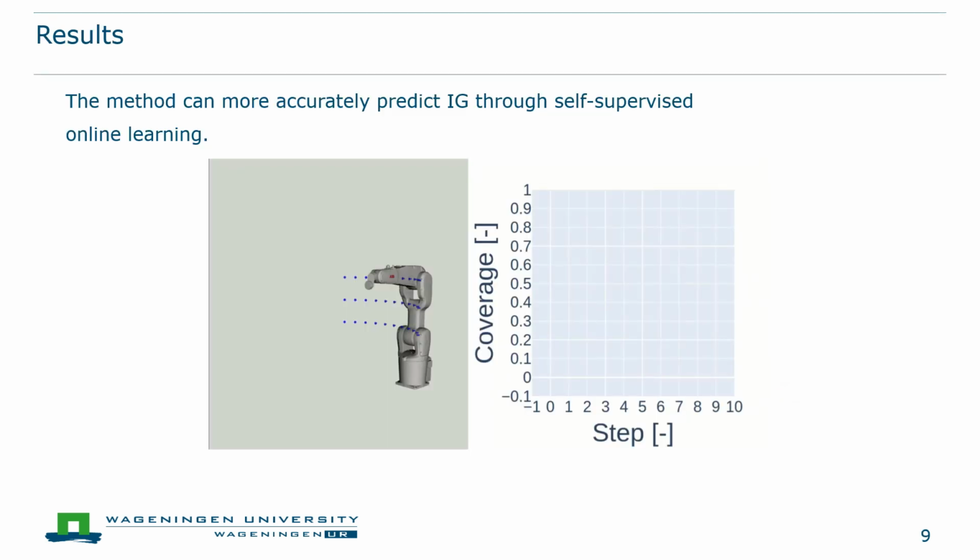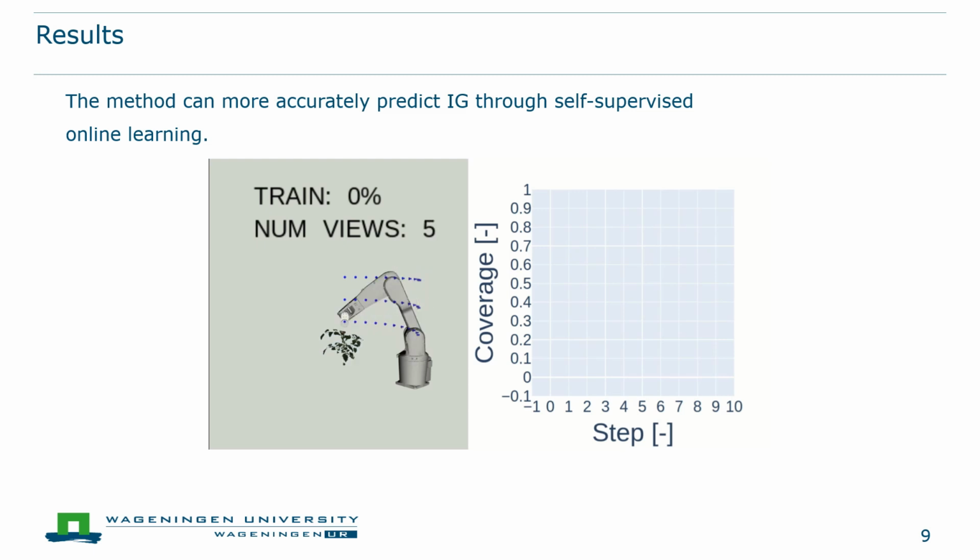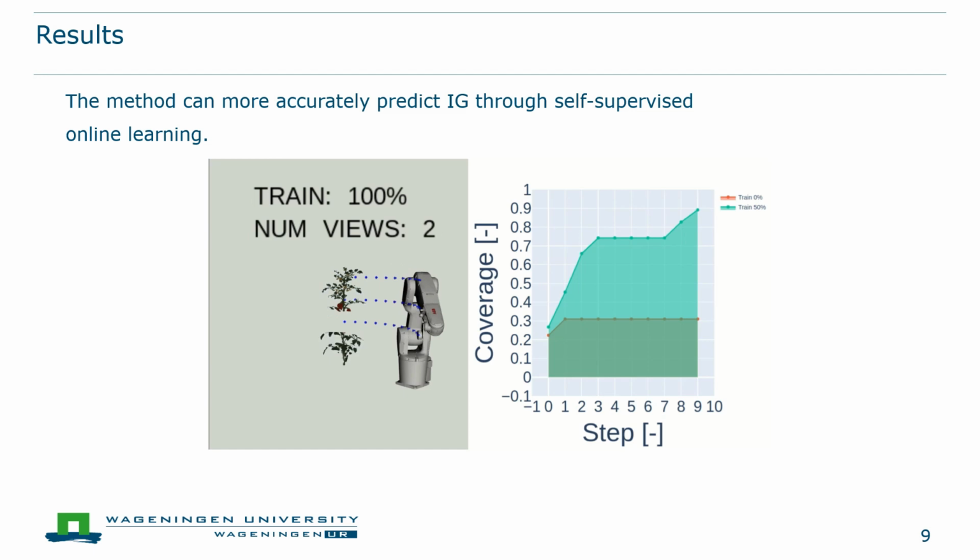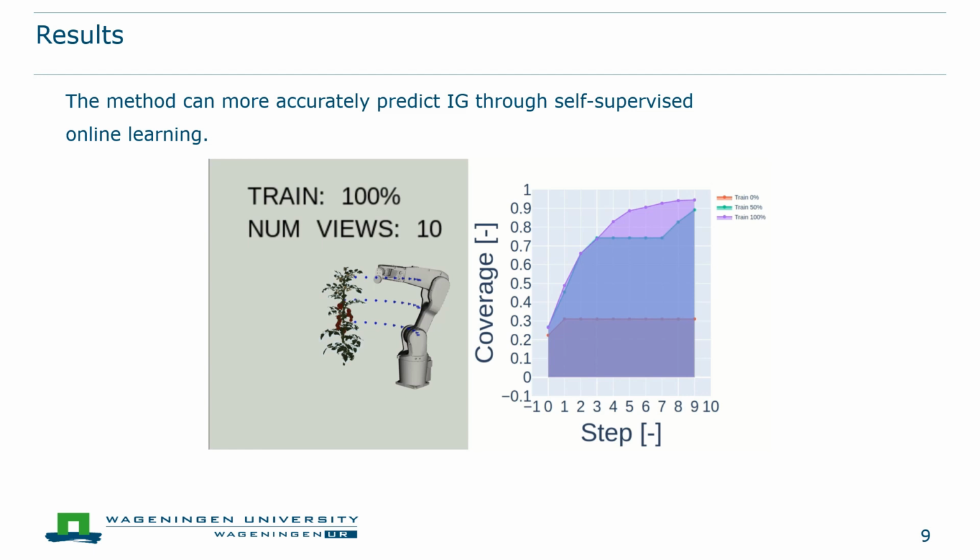This page shows a demo for the method in plant reconstruction through online learning. With 0% training, the method works very badly. The robot has difficulty choosing a correct next viewpoint and even gets stuck in a view. With 50% training, the method improves a lot and can roughly reconstruct the plant, but still the predicted next view is not the best sometimes. With 100% training, the network can always make a good decision about the next viewpoint. This demo shows the method can improve its accuracy in information gain prediction through self-supervised online learning.